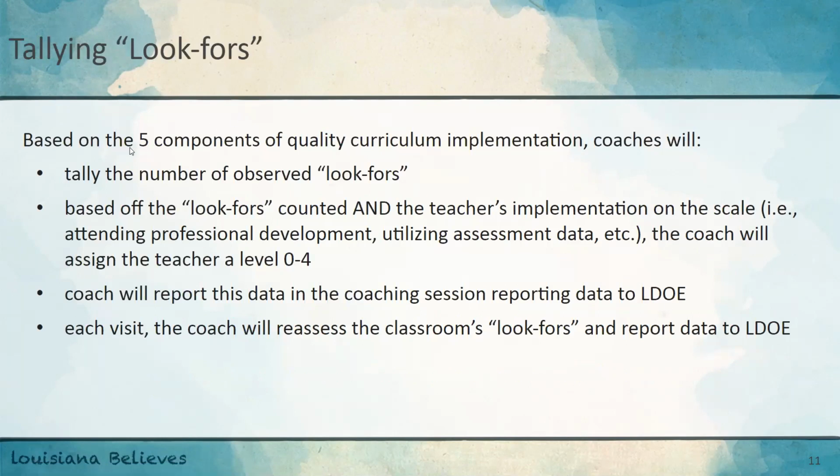Okay, so tallying the look-fors. Based on the 5 components of quality curriculum implementation, coaches will tally the number of observed look-fors. Based off of the look-fors counted and the teacher's implementation on the scale, the coach will assign the teacher a level 0 through 4. The coach will report this data in the coaching session reporting data to the department. Each visit, the coach will reassess the classroom look-fors and report data to the department.